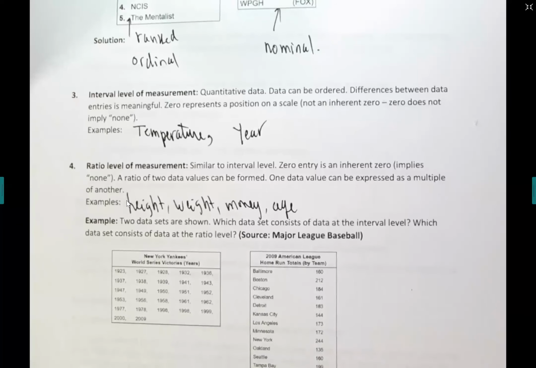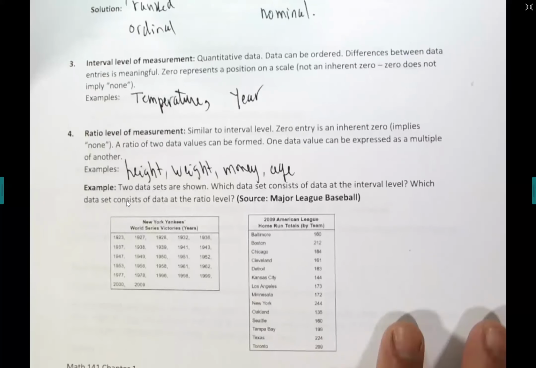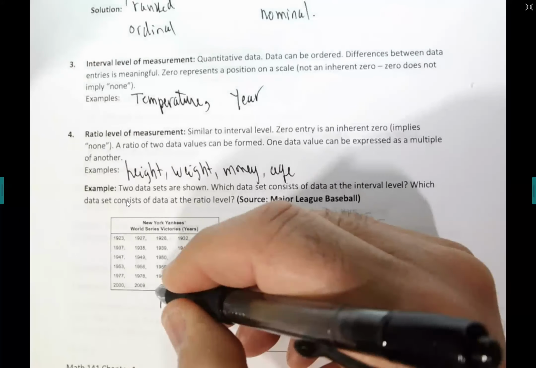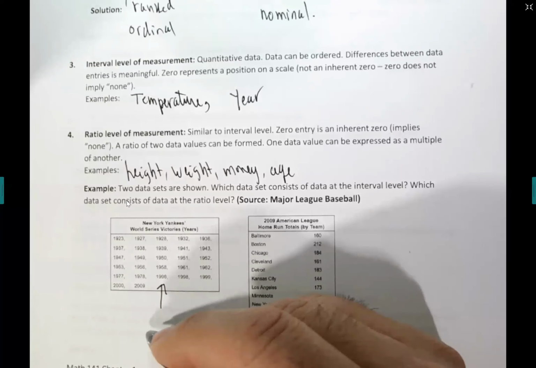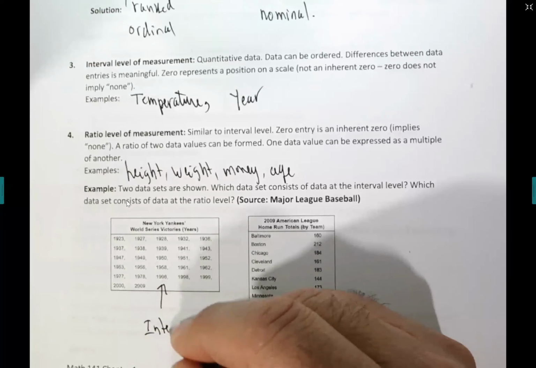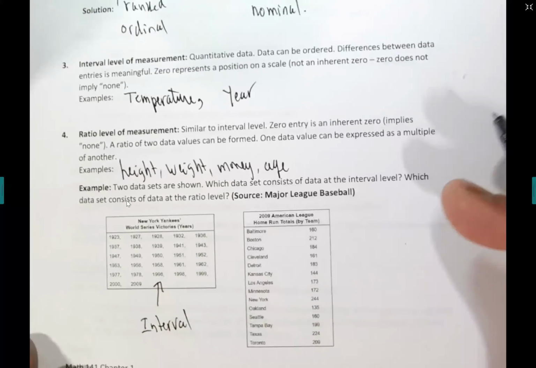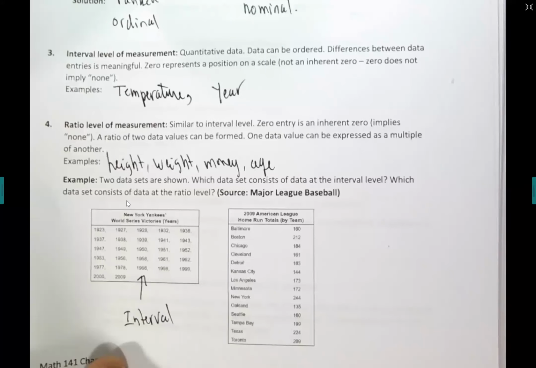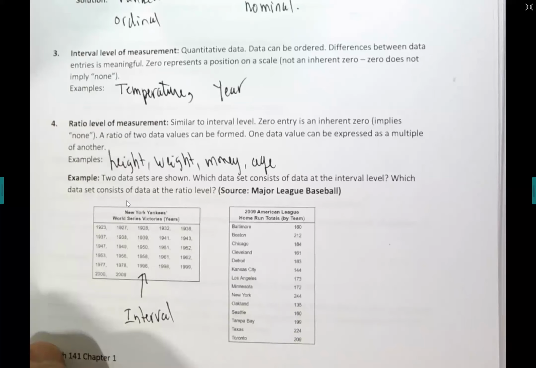Let me give you these two examples, guys, and tell me which is which. Two data sets are shown. Which data set consists of data at the interval level and which data set consists of data at the ratio level? We already talked about the year, guys, and we decided that the year is labeled as what? Interval. And now let's look at this. It's home run totals by team. Home runs is just actual numbers. They can be as low as 0. So these are just ratio level.